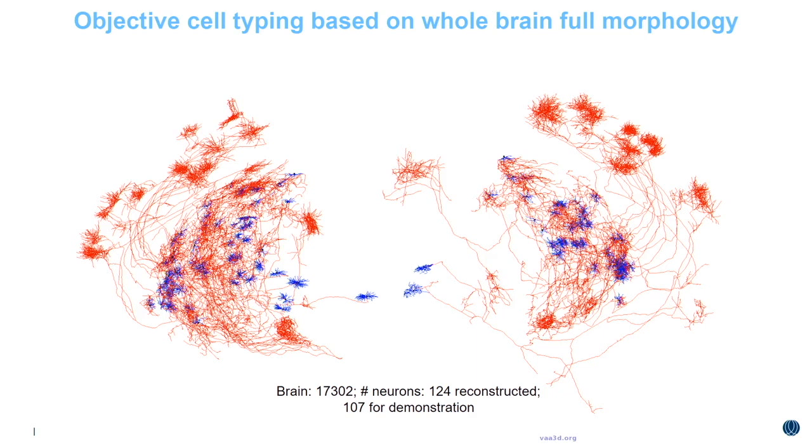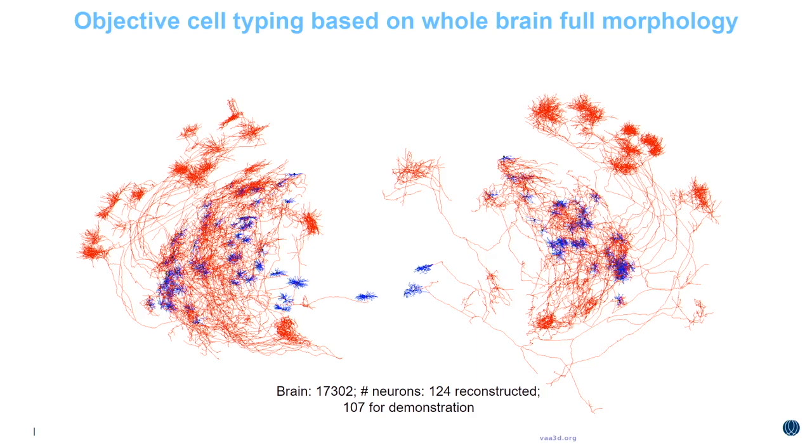I joined the morphology team this summer, and my role here is to perform quantitative data analysis. Specifically, I've been working on objective cell typing using the whole brain full morphology data. And in today's talk, I will use this genetically sparsely labeled mouse brain 17302 as an example to demonstrate our methodologies. This is the first mouse brain that we fully reconstructed, and it includes over 100 neurons.